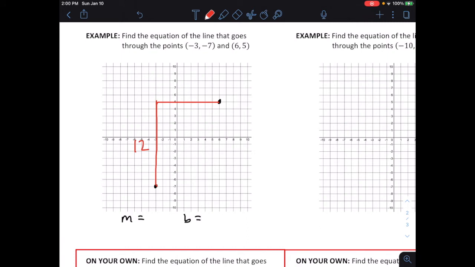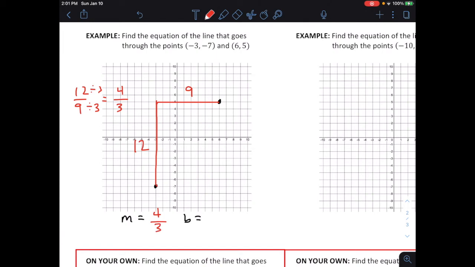So we went up 12. And then we're going to go over 1, 2, 3, 4, 5, 6, 7, 8, 9. So we have 12 over 9. All right, and when we have a slope of 12 over 9, what we want to do is simplify that because both 12 and 9 can be divided by 3. And when we divide each one of those by 3, we end up with 4 over 3. So our slope is actually 4 over 3 instead of 12 over 9.